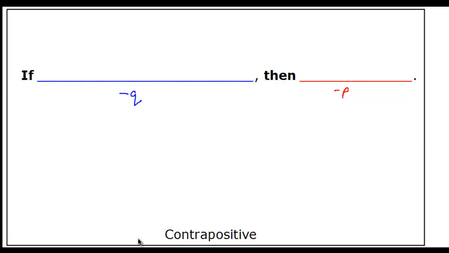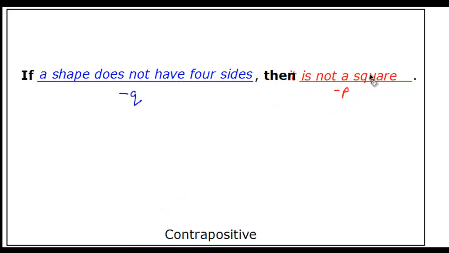All right, so my statement would say if a shape does not have 4 sides, then it is not a square. So I could write negative Q implies negative P. So that when I read that, I see this and it says, okay, so it's not 4 sides, not a square. Okay, I'm good with that.